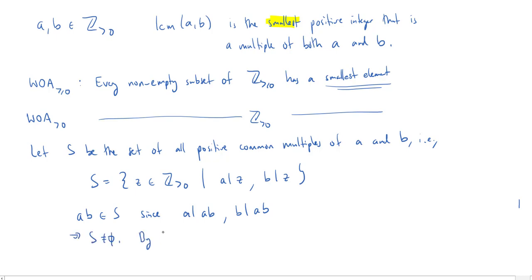So by the well-ordering axiom, remember that every Z here is a positive integer, so this is a subset of Z greater than 0, or if you like, well, certainly not the same thing, Z greater than or equal to 0. So by the well-ordering axiom, either one you like, S contains a smallest element. So amongst all common multiples, there is a smallest one, and therefore the LCM exists.